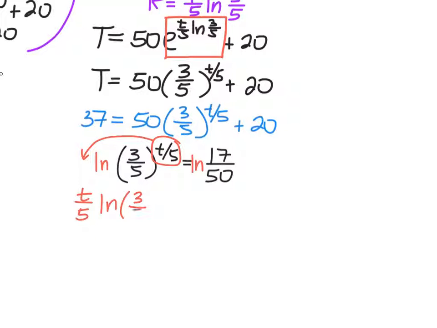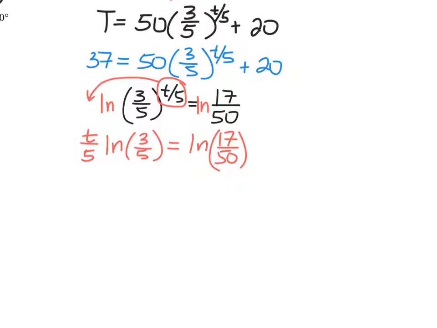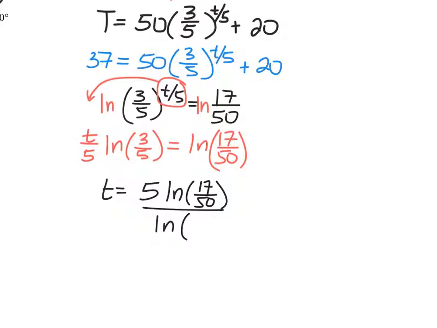ln of 3/5 is equal to ln of 17/50. Not really expecting a nice answer here. Divide and multiply. Looks like T will be equal to 5 ln 17/50 divided by ln of 3/5. That's really nice. I know exactly what time that is.